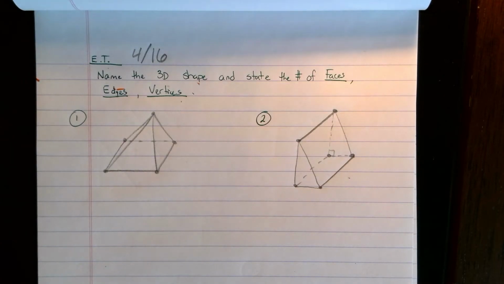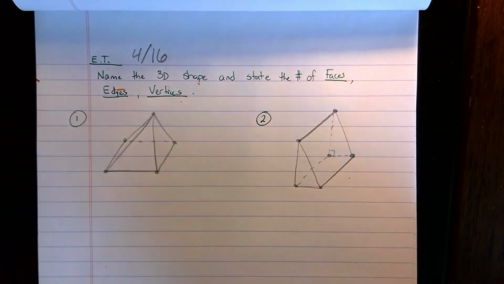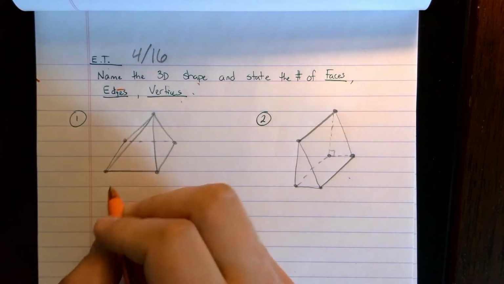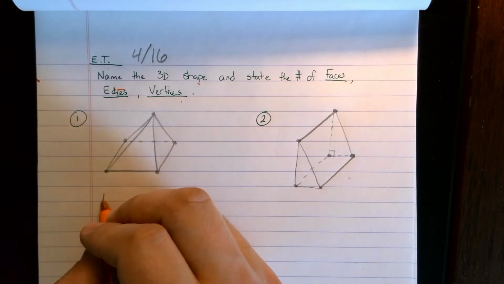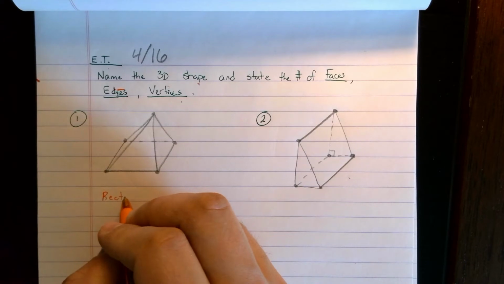Alright, hopefully you paused it and you're back. So one of these is a pyramid. Hopefully you said that it was number 1. This one's a pyramid. You could call it a square pyramid. It appears to be a square. You can't tell for sure. You can also call it a rectangular pyramid.